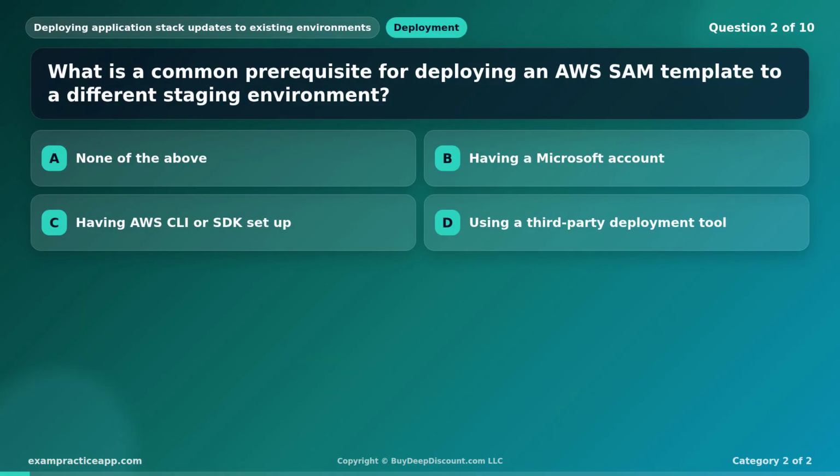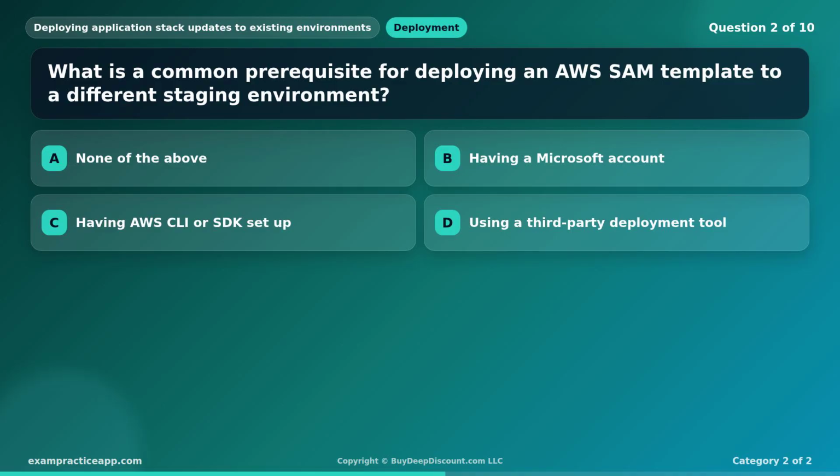Question 2. What is a common prerequisite for deploying an AWS SAM template to a different staging environment? Option A. None of the above. Option B. Having a Microsoft account. Option C. Having AWS CLI or SDK set up. Option D. Using a third-party deployment tool.